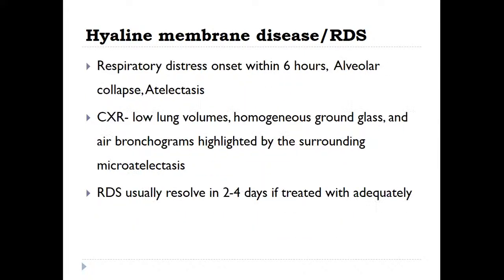Respiratory distress usually appears within 6 hours because of alveolar collapse, atelectasis and VQ mismatch. Previously the X-rays showed low lung volume with homogeneous ground glass and air bronchograms. Nowadays, because of early application of CPAP in the delivery room, we are not able to see this kind of pattern. Traditionally RDS used to resolve by 2 to 4 days after being treated adequately. We used to be told that once the baby starts passing more urine, around 2 to 4 days, it means that the RDS is getting resolved. However, because of the use of CPAP, the babies might improve even much earlier.